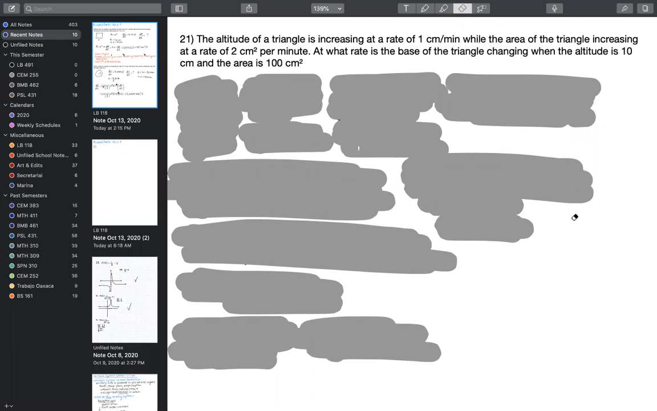If you don't remember from your trig education, which is probably back in high school, or maybe you've taken some in college, an altitude is really just this imaginary line that we use to represent the height of a triangle.